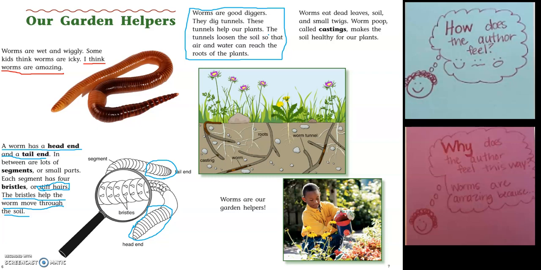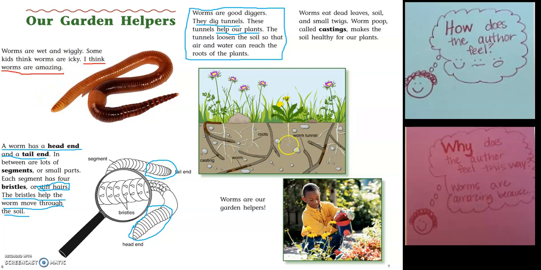So think about, why do you think the author feels that the worms are amazing in this passage? What is a fact that he gives to prove that worms are amazing? Yeah, it could be that about the tunnels. The tunnels that they dig helps who? Yeah, it helps our plants. So as it helps our plants, that may be something that makes them think that worms are amazing, right?